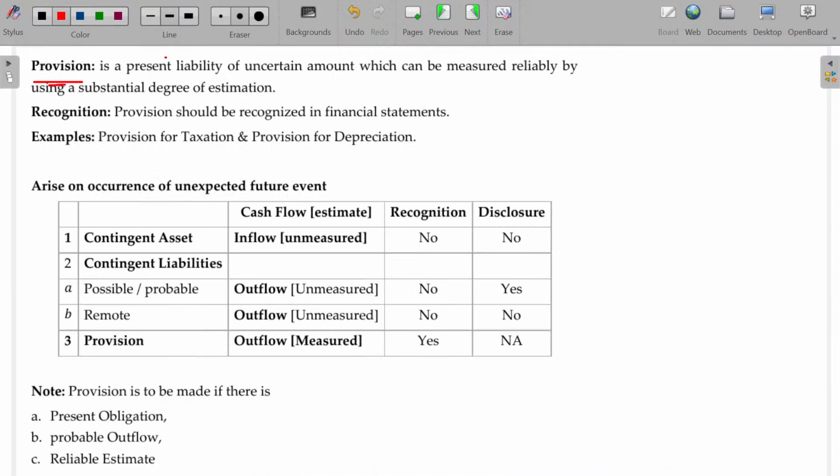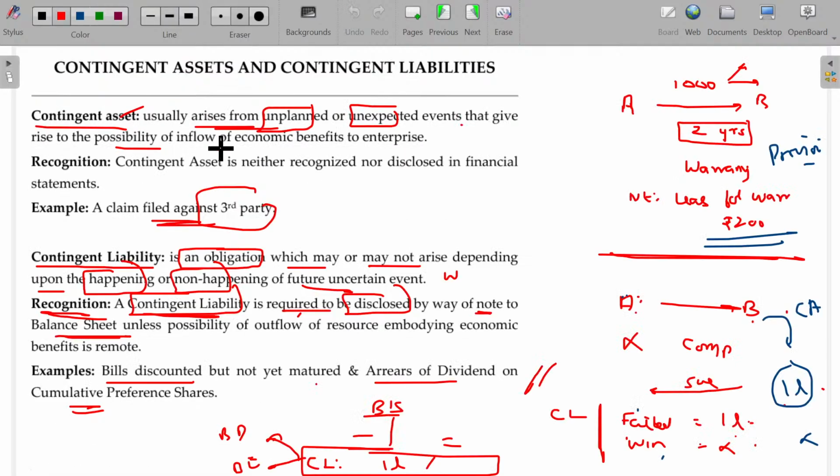Provision is a present liability of uncertain amount. I am not sure how much, but there is definitely a payment. So, the amount is uncertain, but definitely I have to pay. It can be measured reliably to a substantial degree, like provision for depreciation, provision for taxation. These are the examples for provisions. Clear? So, if you are able to estimate this value, then it is a provision.